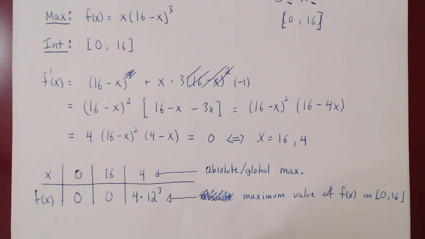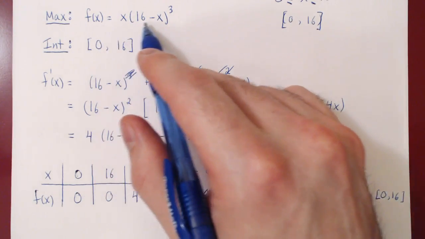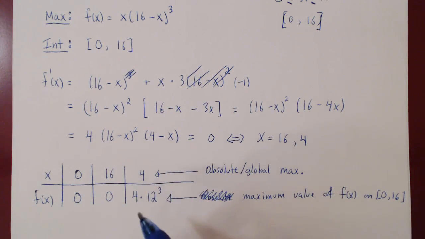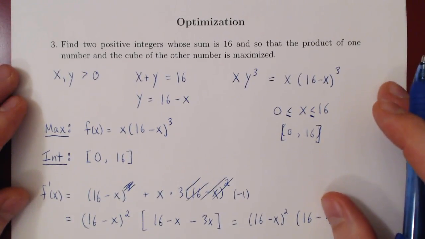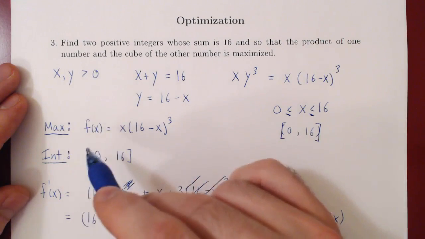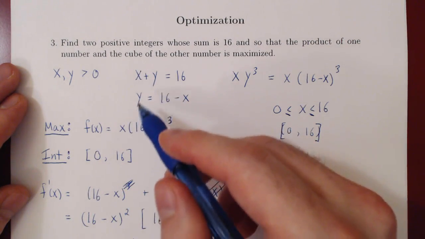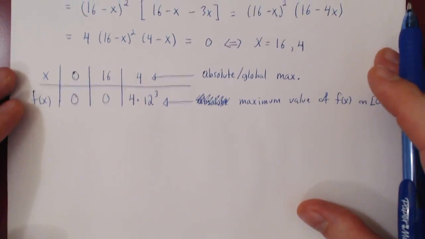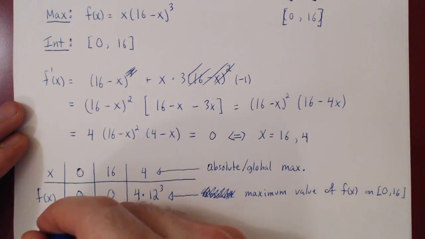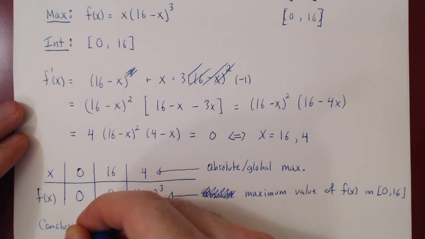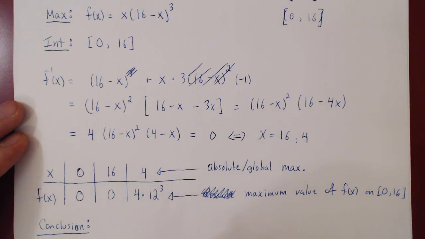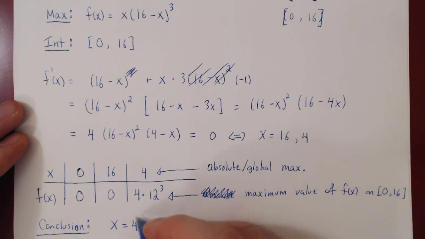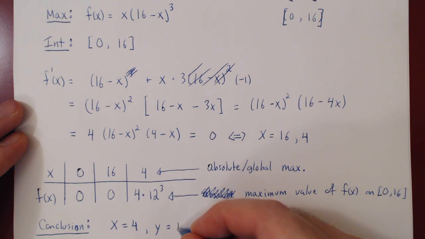And now let's see, what was the question? We have just found the value of x that maximizes our target function on the interval 0 to 16. So the value of x is 4, but the question was asking for two positive integers, which we called x and y. And so you say, well, we found x to be 4, and y, if you recall, is simply 16 minus x, so it will be 16 minus 4. So this is our conclusion. Our answer is one of the positive integers is x equals 4, and the other was 16 minus the other one, so 16 minus 4 is 12.